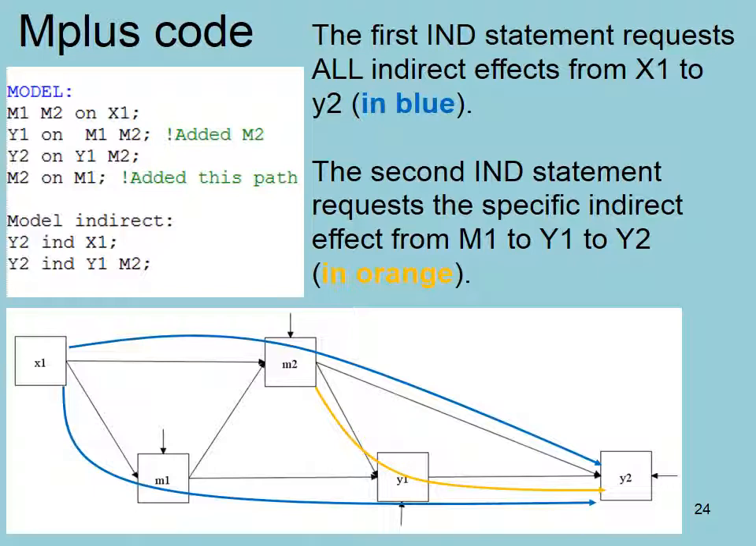The other approach would just be only testing those indirect effects that you're most interested in. For example, here in orange, you're looking at whether y1 mediates the relationship between m2 and y2. Again, the first one, y2 indirect x1, is basically a more efficient way of testing a bunch of mediation effects all at one time, where the one in orange is testing only those of primary interest.